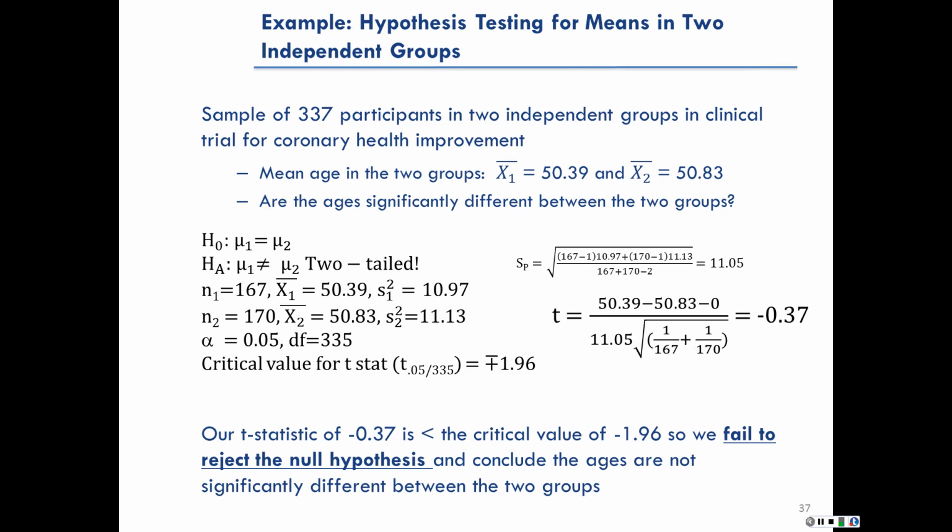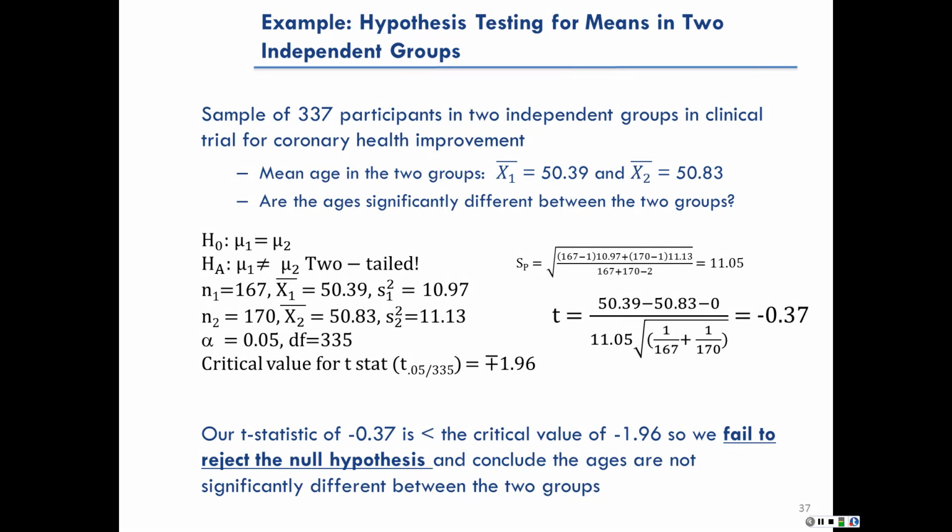Total degrees of freedom is equal to the group 1 plus group 2 sample size minus 2, so we get 335. We take that information and look up the critical value for the t statistic in the t table in your book. At 0.05 and 335 degrees of freedom, the critical value is plus or minus 1.96.